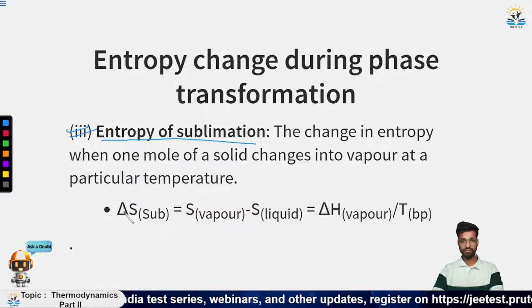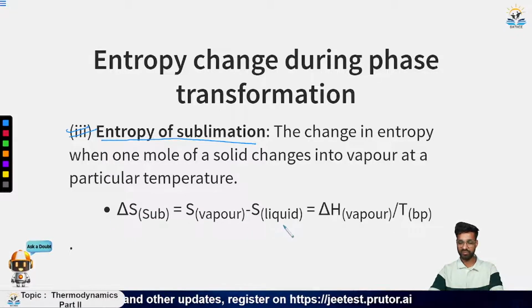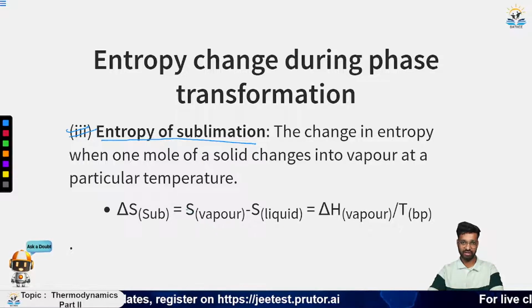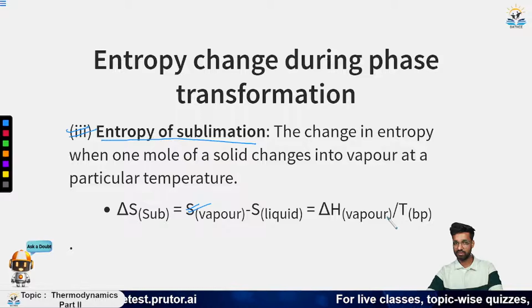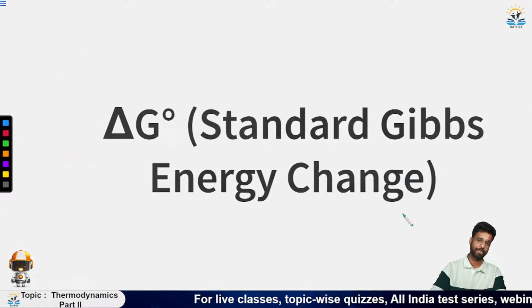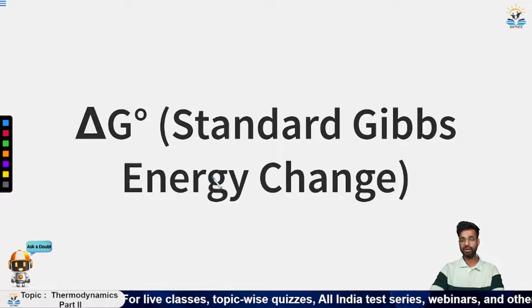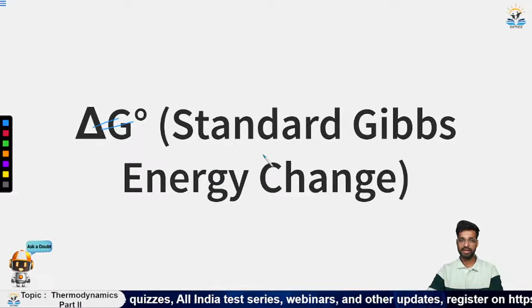And what is it equal to? So delta S sublimation is equal to S vapor minus S liquid, as we are moving from liquid to vapor, and vapor is the final state. So it will be S vapor minus S liquid, which will again be equal to delta H vaporization by T BP. Now you will move to the next, more important thing, that is standard Gibbs free energy.